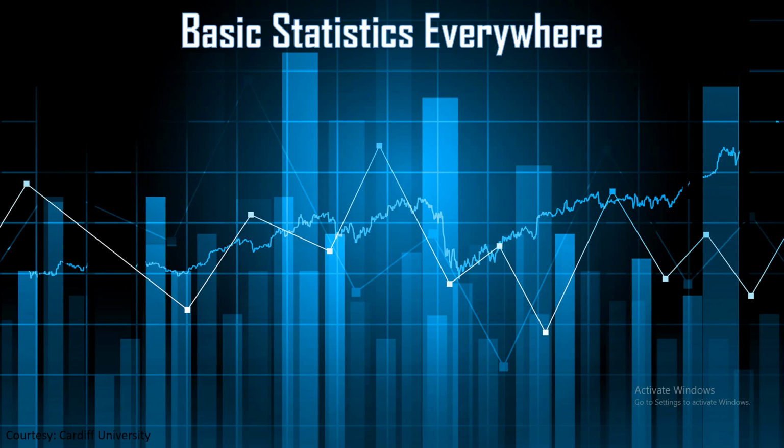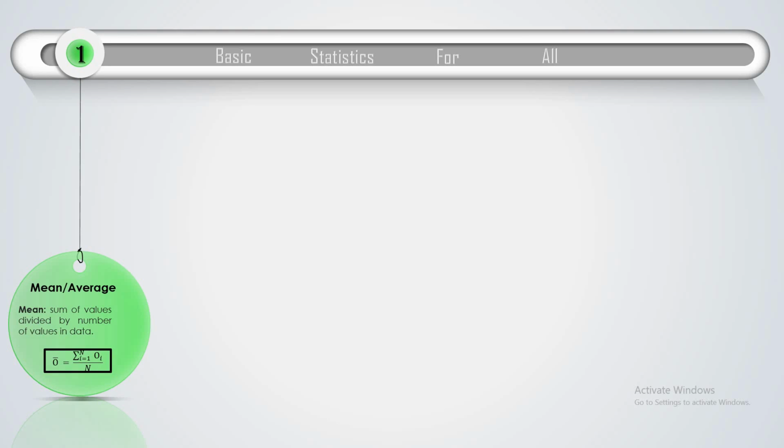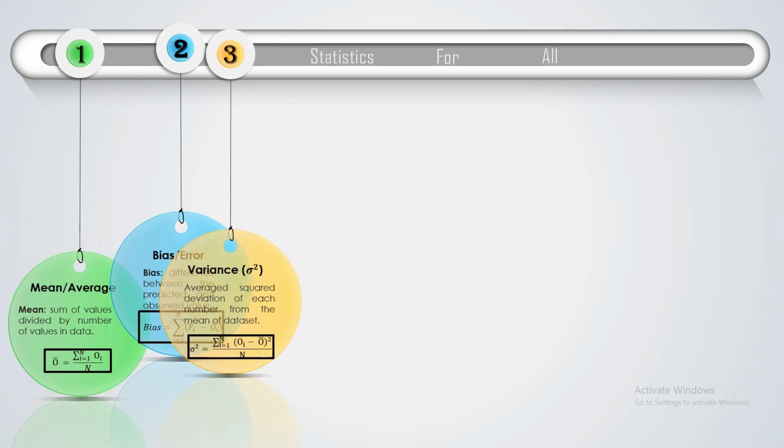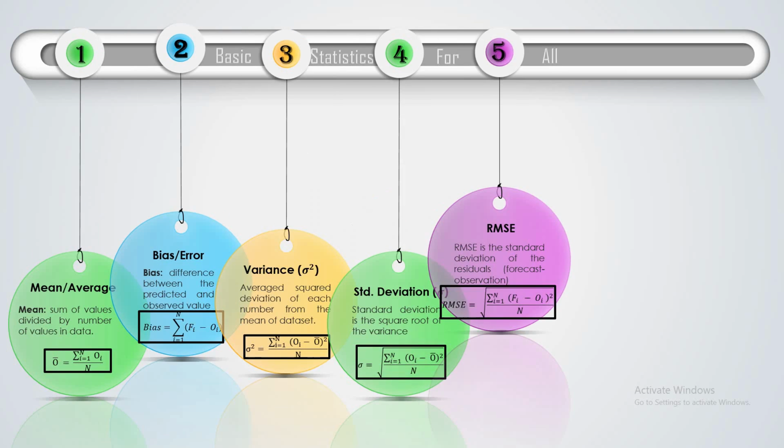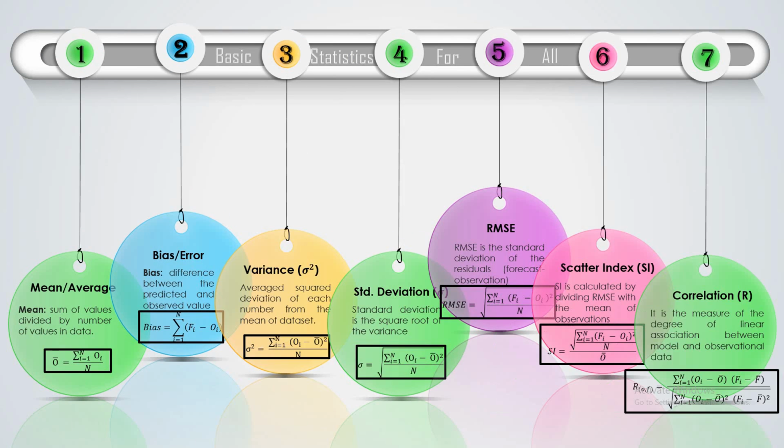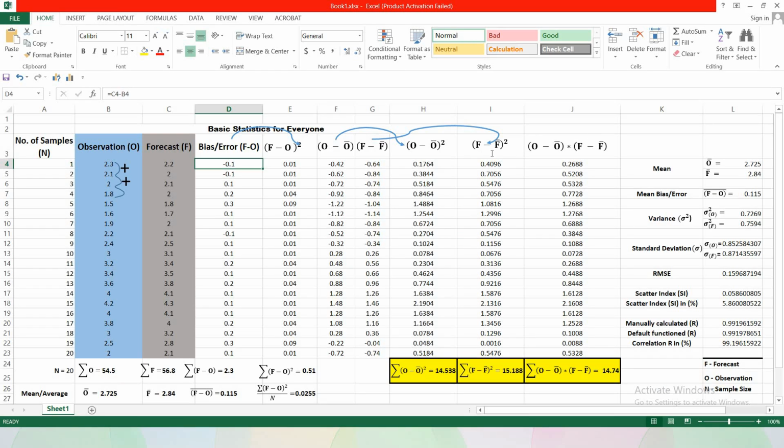In our first video of Basic Statistics for All, Part 1, we have covered a few basic and fundamental statistical parameters such as mean or average, bias or error, covariance, standard deviation, RMSE, scatter index, and correlation. We have covered all the 7 basic fundamental statistical parameters in a detailed manner in Part 1. So in this video, we are going to calculate those parameters by using sample data.